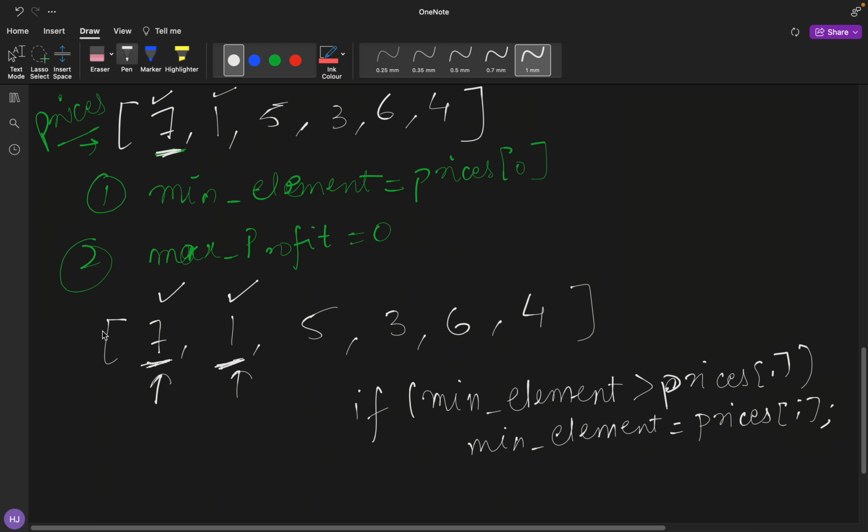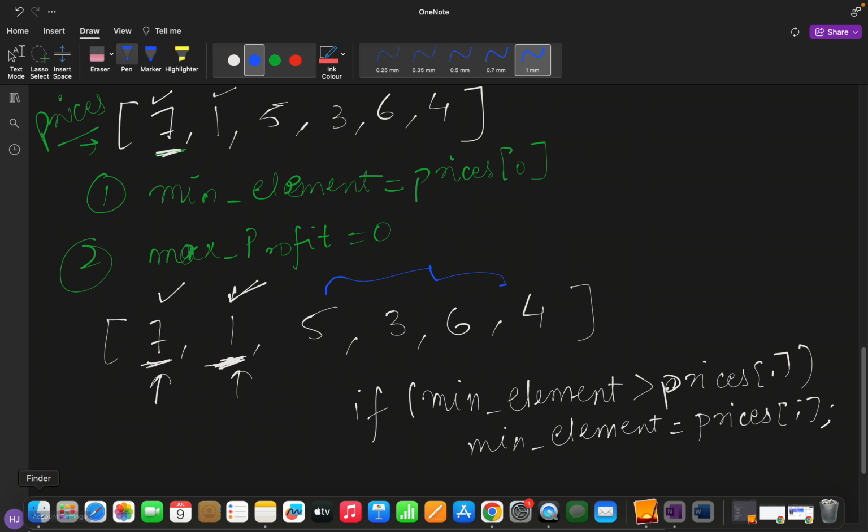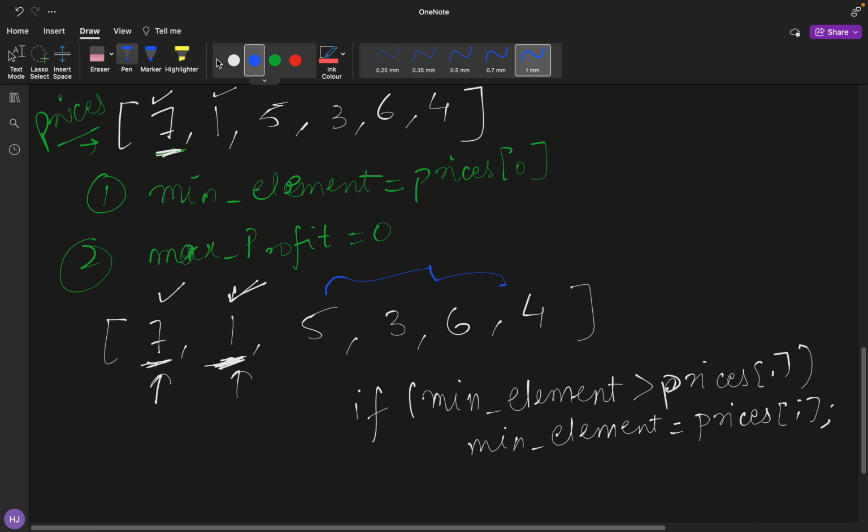And it means that this element will not really contribute to my answer. Okay, so I got my minimum element and I will continue. And now let's move on to the next element. So I've got my minimum as 1, and now I have this bunch of values where I have to find my maximum profit. Okay, so compare 1 with each and every element, right?